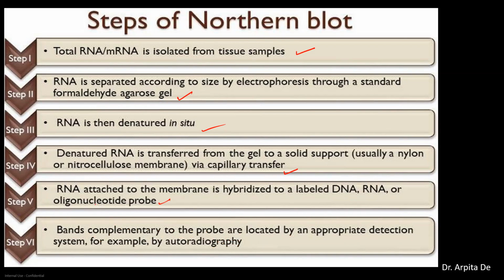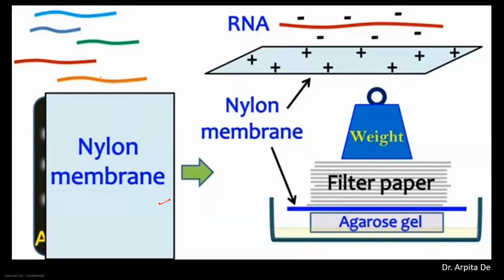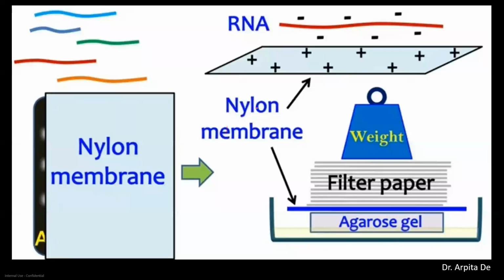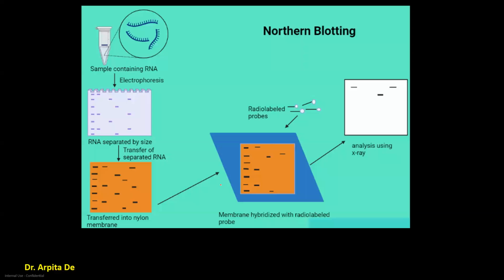So these 7 steps define how simple the process is. It's simple, yet very important. This is how the RNA is denatured. As we have just said here, RNA is denatured in situ, and then the denatured RNA is transferred from the gel to the solid support, or nitrocellulose membrane, right?